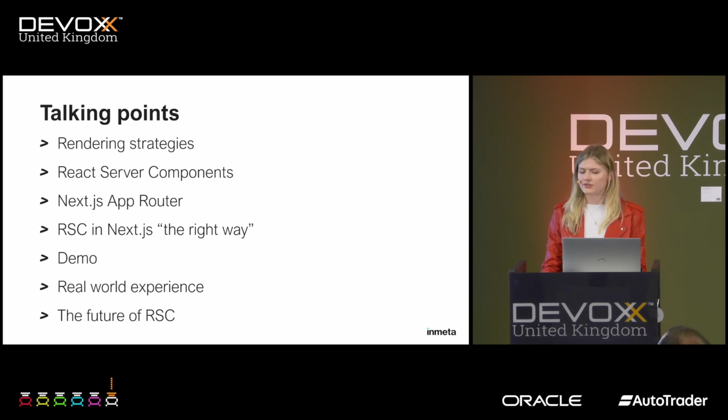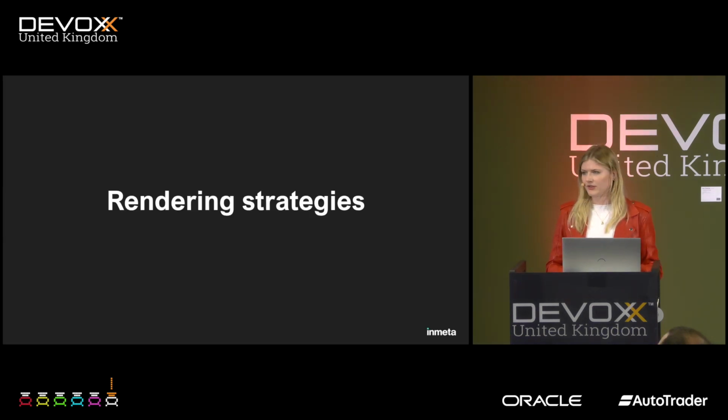So the talking points of today will be first, rendering strategies. Then we'll get to React Server components, what they are, how they work, the benefits and the drawbacks. Then we'll go through the Next.js app router, onto best practices and patterns when using RSC in Next.js. And then afterwards, I'm going to show you some examples of RSC in a demo app that I've made. And finally, give my thoughts on working with RSC in a real project, as well as the future of React Server components. So let's begin with rendering strategies.